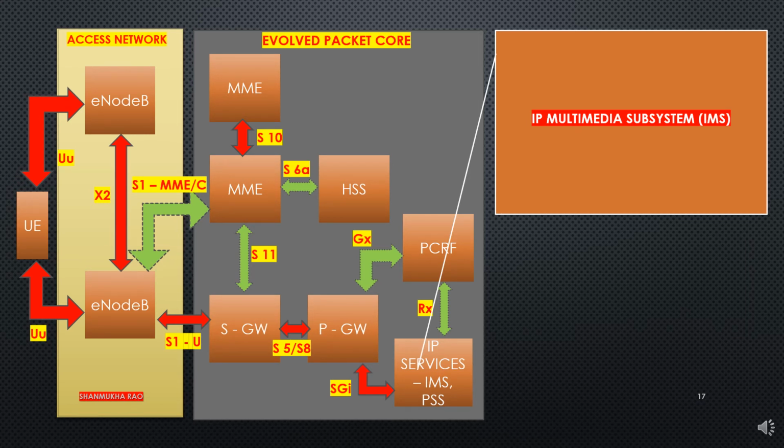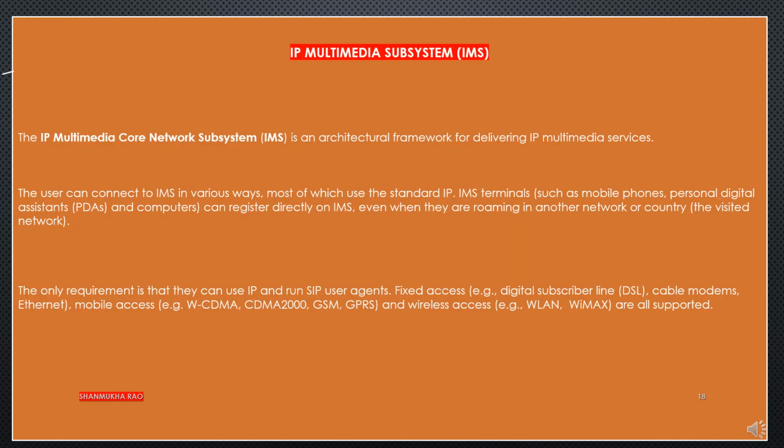Let's have a look at the IP Multimedia Subsystem, IMS. The IP Multimedia Core Network Subsystem, IMS, is an architectural framework for delivering IP multimedia services. The user can connect to IMS in various ways, most of which use the standard IP.